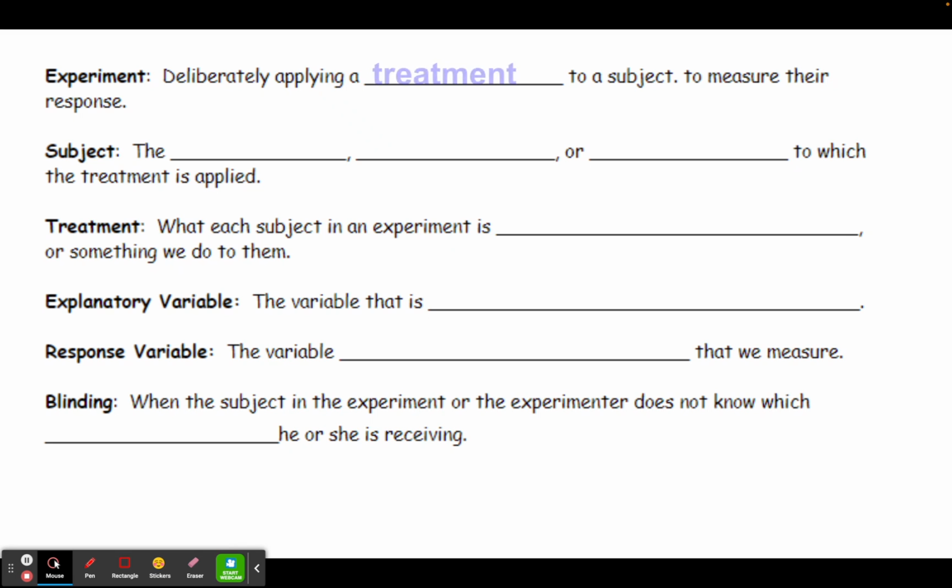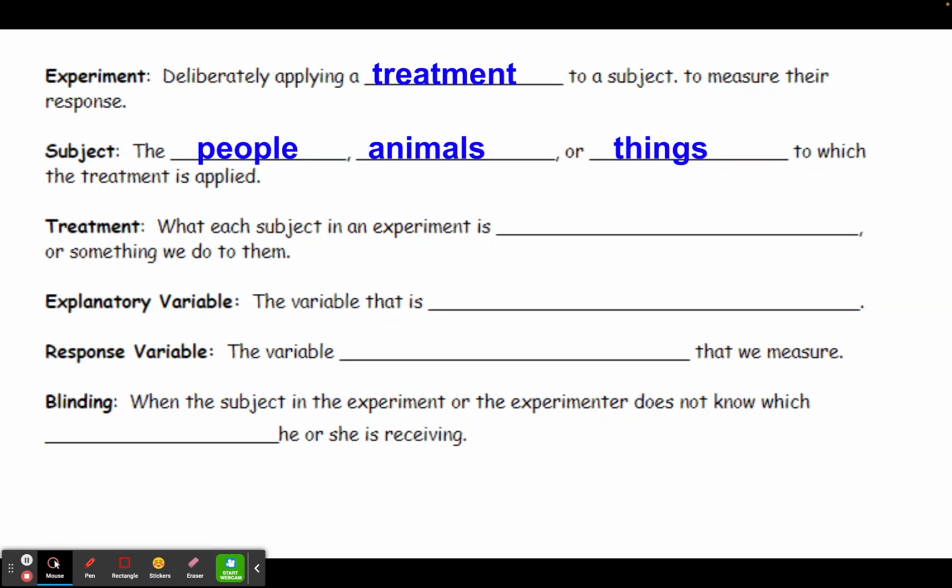An experiment is where we deliberately apply a treatment to a subject to measure their response. The subject in an experiment is the people, the animals, or the things to which the treatment is applied. Oftentimes, we think about experiments being conducted on people, but it is possible to conduct experiments on animals. For example, you could test two different varieties of dog food to see if it makes a difference in the animal's coat. Or you could test something like different tread designs on tires.